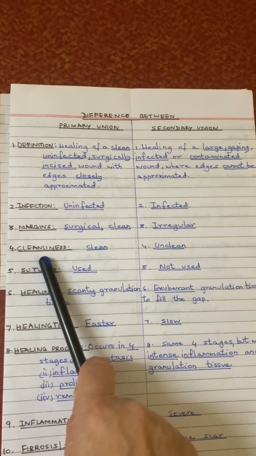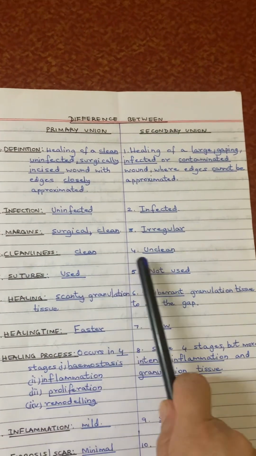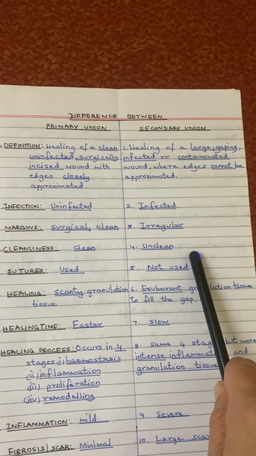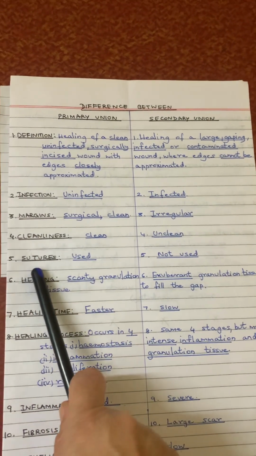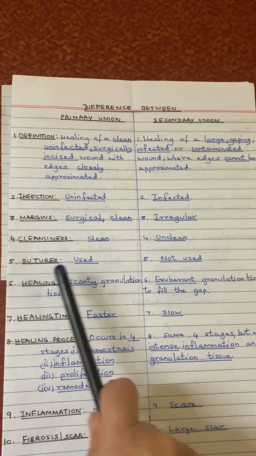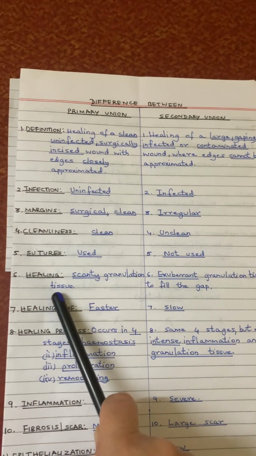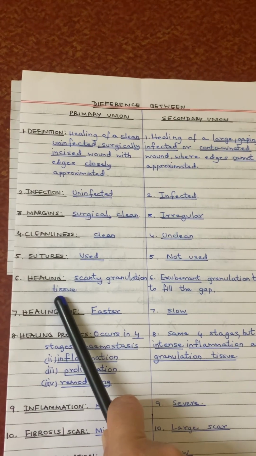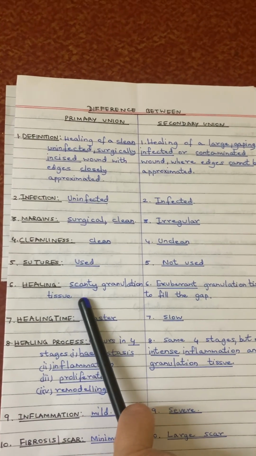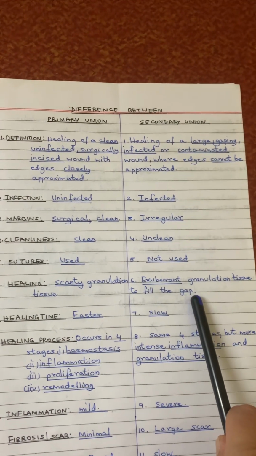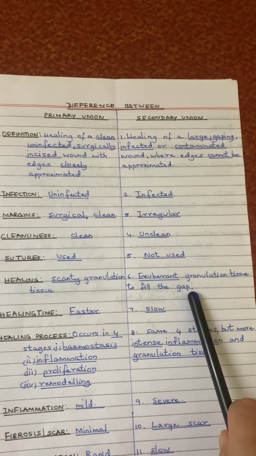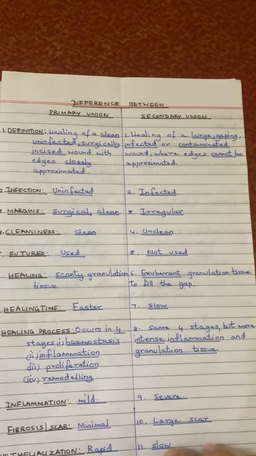Cleanliness. In primary union, the wound is clean. In secondary union, the wound is unclean. In case of primary union, sutures are used. In secondary union, sutures are not used. Healing. In case of primary union, there is scanty granulation tissue. In case of secondary union, there is exuberant granulation tissue which fills the gap.